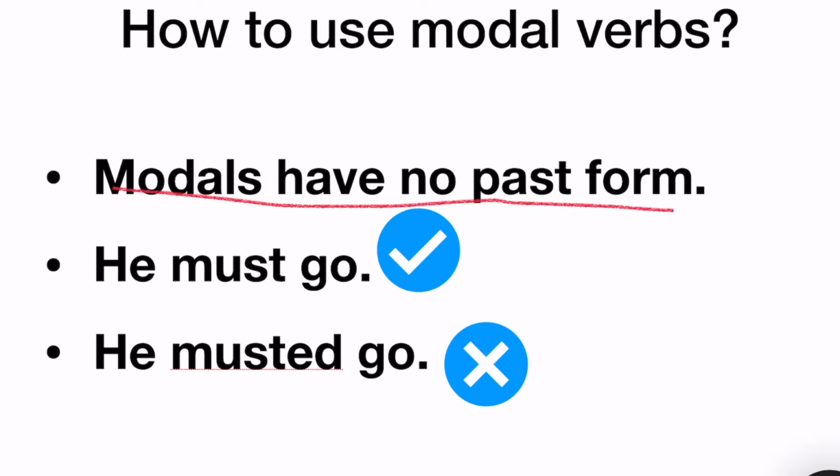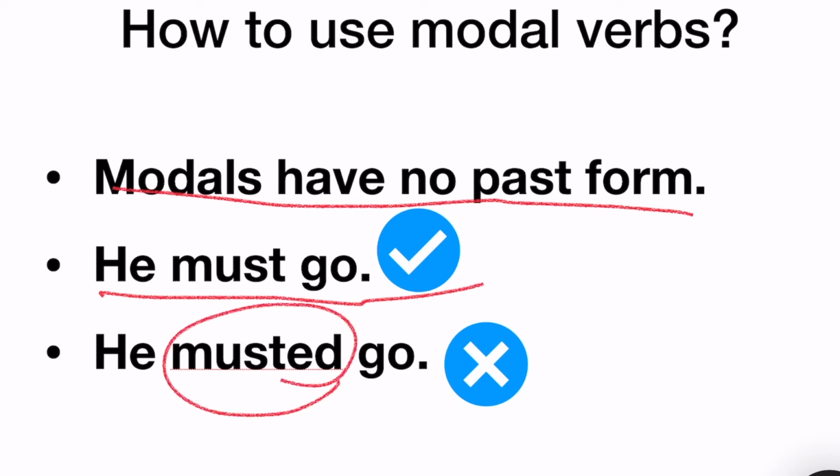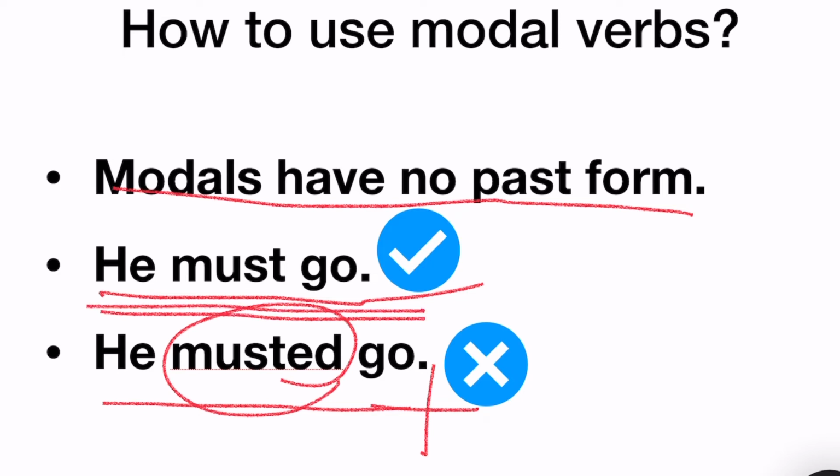Modals have no past form. There is no past form for modal verbs. See the example here. He must go is the right answer. Usually we add ed to make a past form of a verb. But when it comes to modal verbs, there is no past form. So he musted go is the wrong usage. He must go is correct.